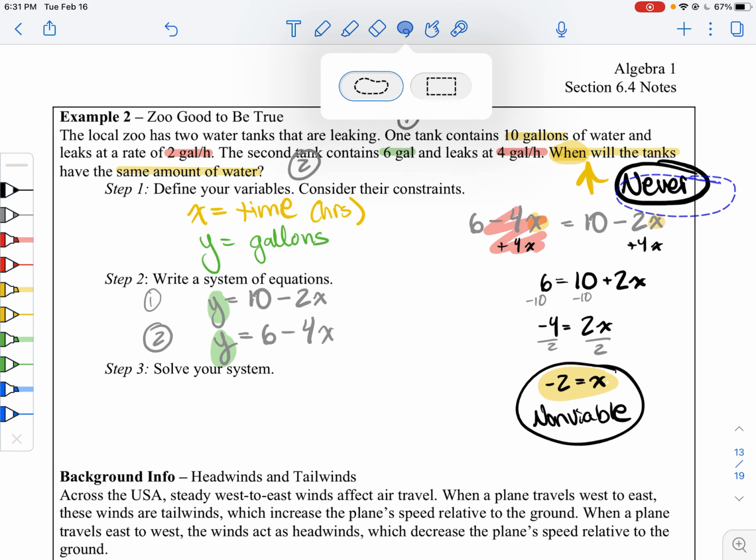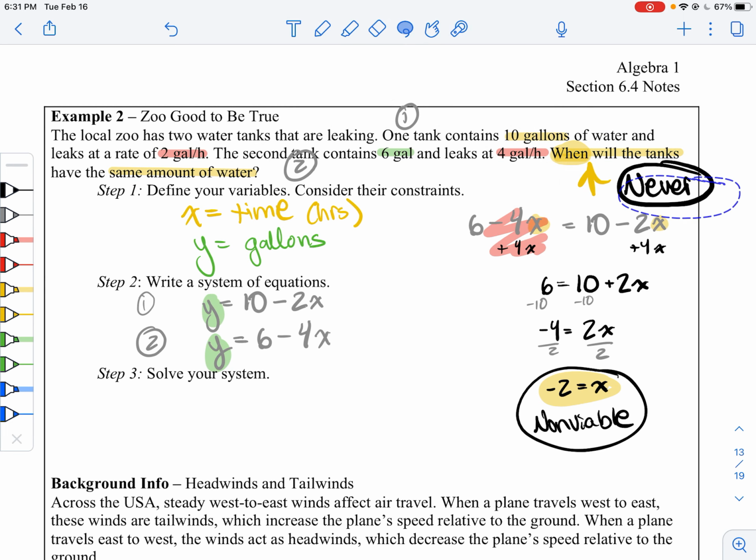Why? Because let's look at this practically. Our first tank starts out with a lot and is draining slowly. In a very crude graph right here, it starts out with a lot and is draining slowly. Our second tank starts out with only 6 and is draining faster. So they won't ever have the same. That's why x is negative, because they intersect back here. So that doesn't make sense. So never. They will never have the same amount.